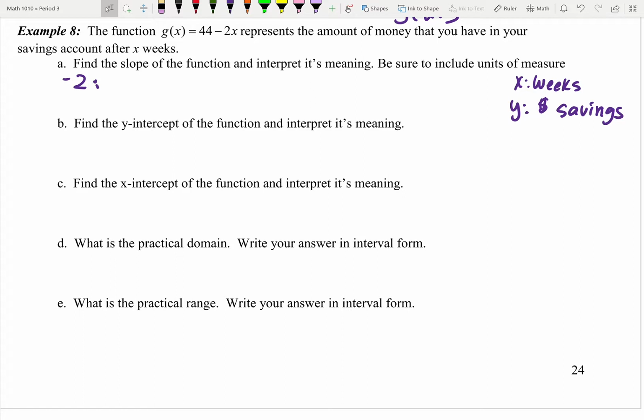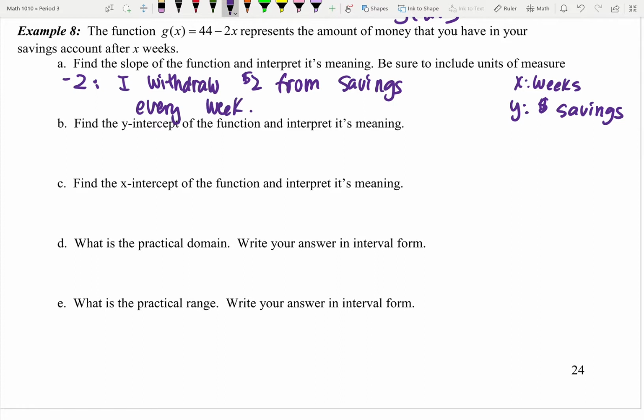Okay, the slope is a -2. What that means is, I withdraw $2 from savings every week. Why is it withdraw, everybody?